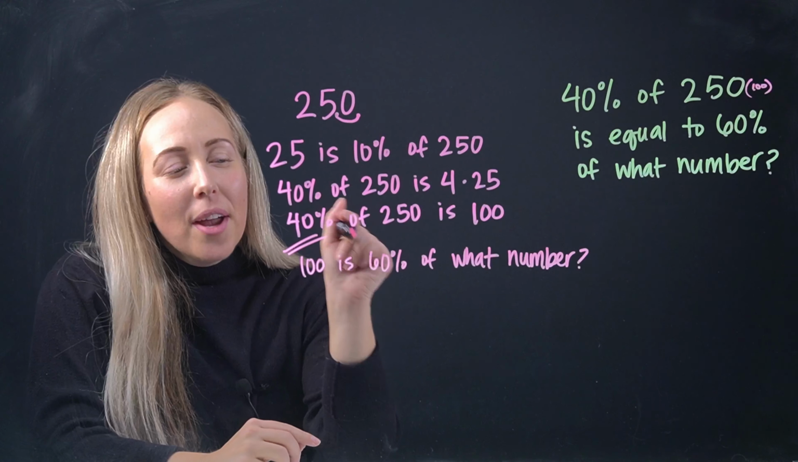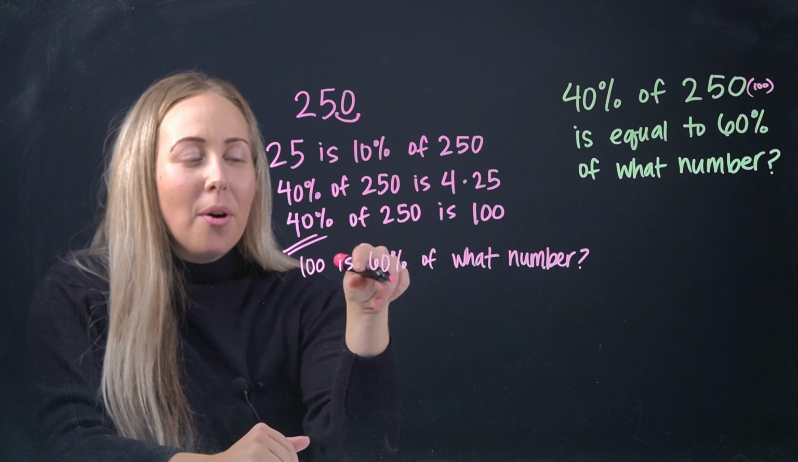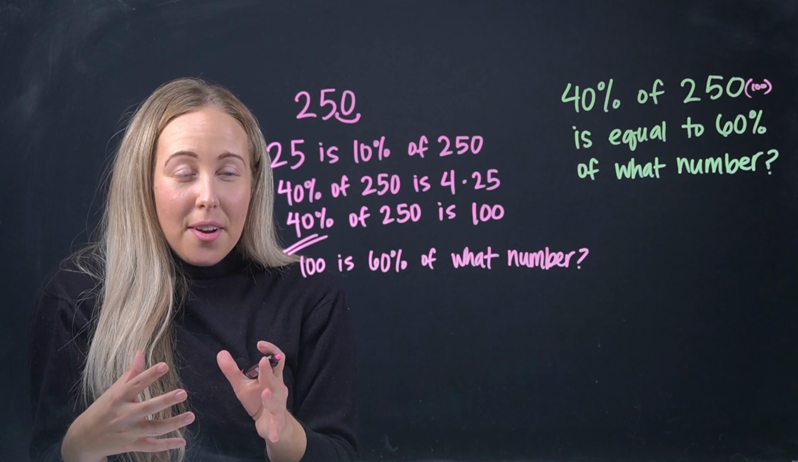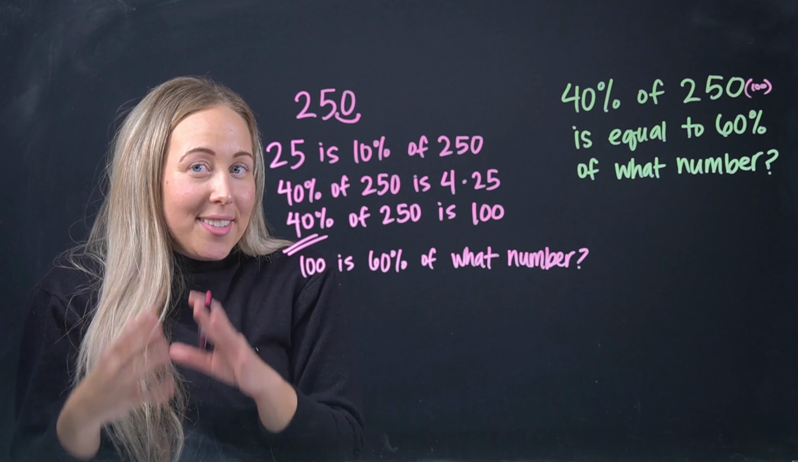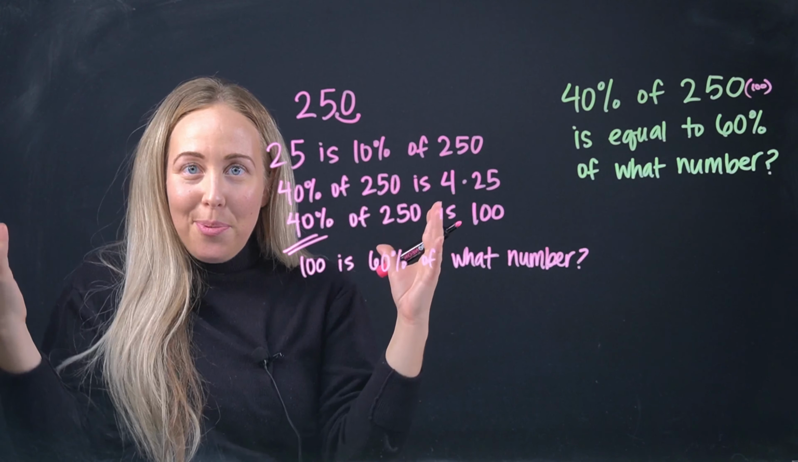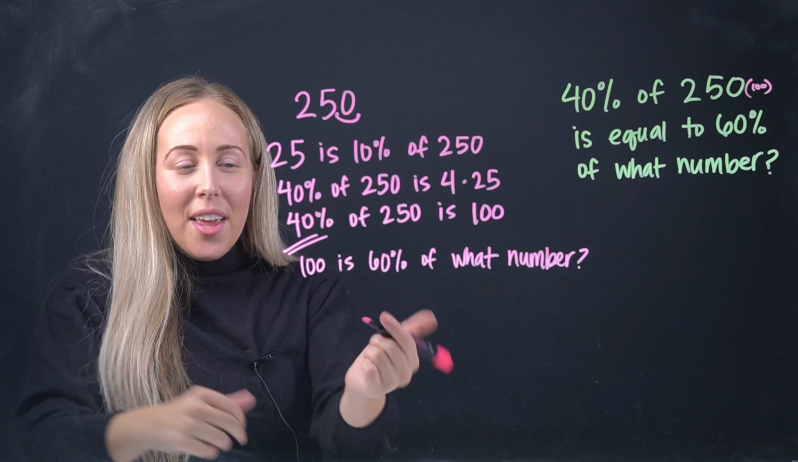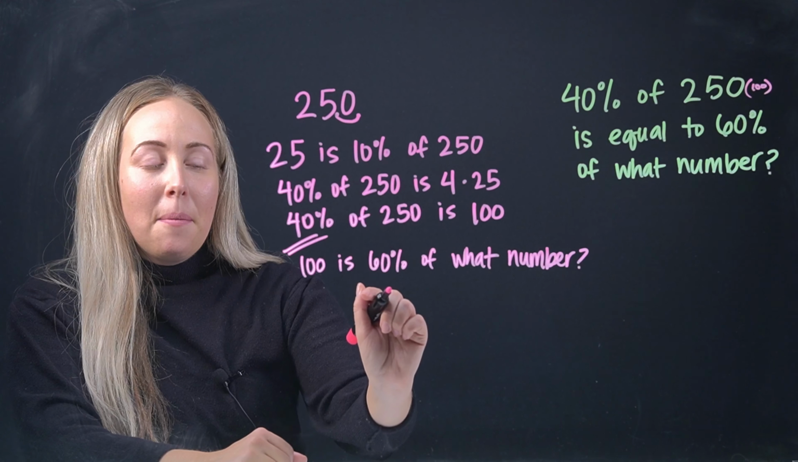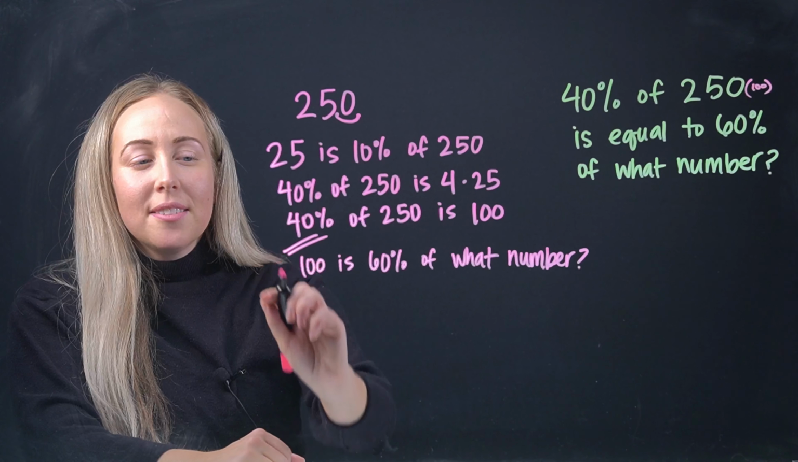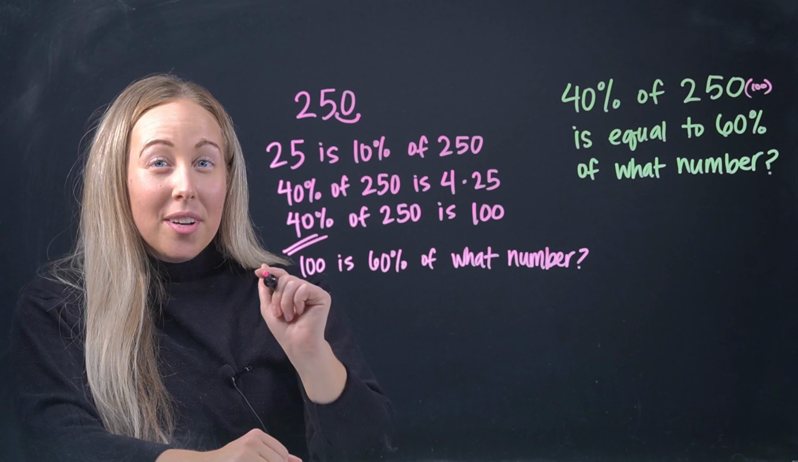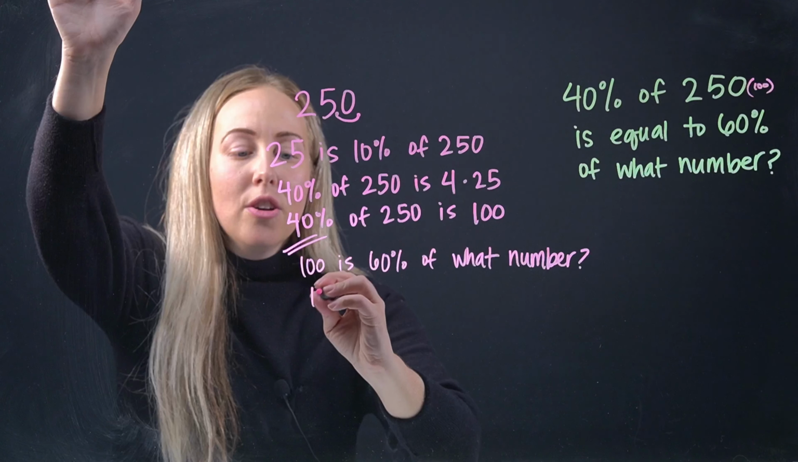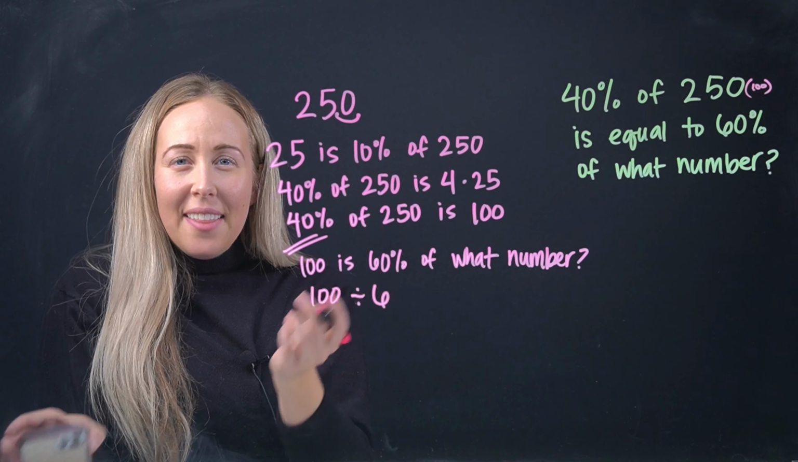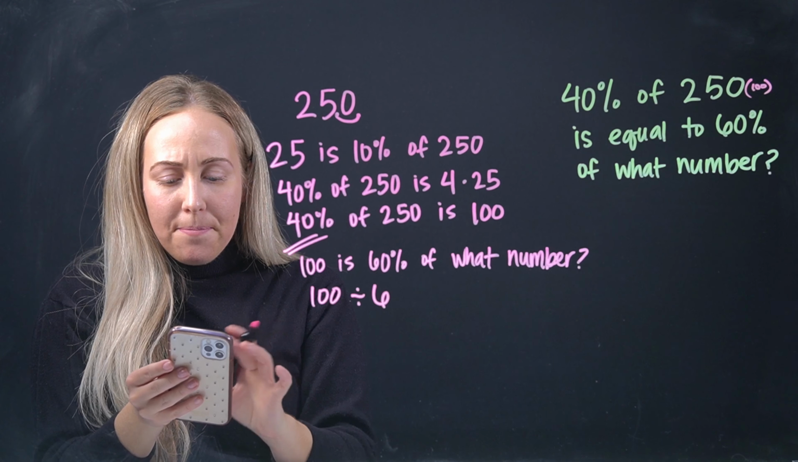If we know 100 is 60%, could we figure out 10% of that number? And if we could figure out 10% of that number, could we figure out 100% of the number, the whole number? So let's work backwards. How do we go from 60% to 10%? We divide by 6. So we do 100 divided by 6, and this we can use a calculator for.